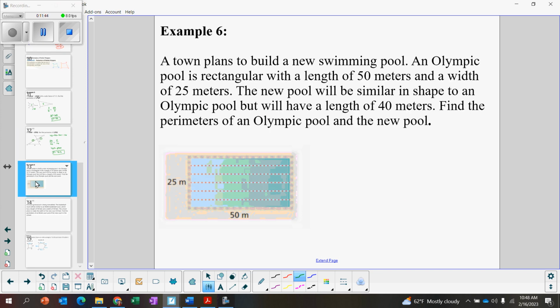So now some word problems. A town plans to build a new swimming pool. An Olympic pool is rectangular with a length of 50 meters and a width of 25 meters. The new pool would be similar in shape to an Olympic pool, but will have a length of 40 meters. Find the perimeters of an Olympic pool and the new pool.